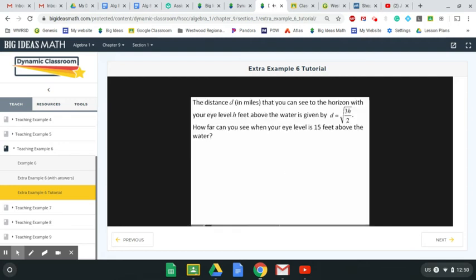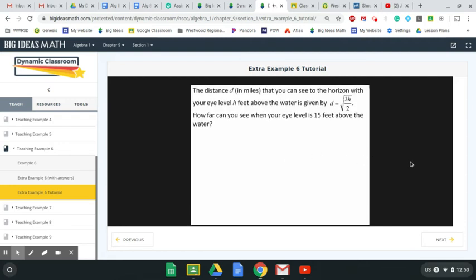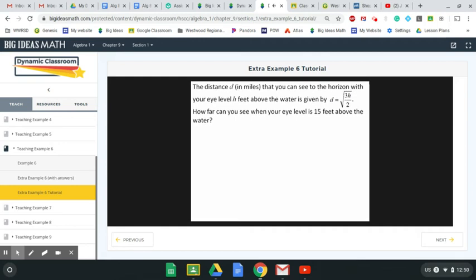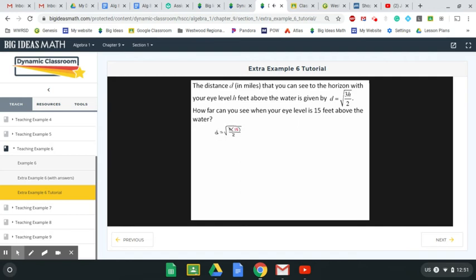The distance d in miles that you can see to the horizon with your eye level h feet above the water is given by d equals the square root of the quantity 3h divided by 2. How far can you see when your eye level is 15 feet above the water? Begin by substituting 15 for h in the equation to get d equals the square root of the quantity 3 times 15 divided by 2.